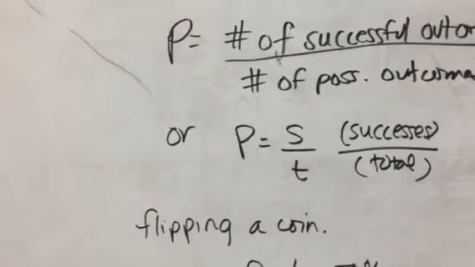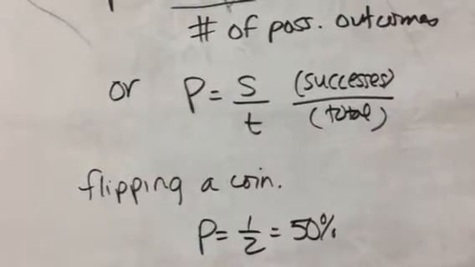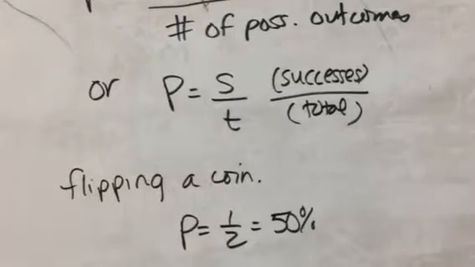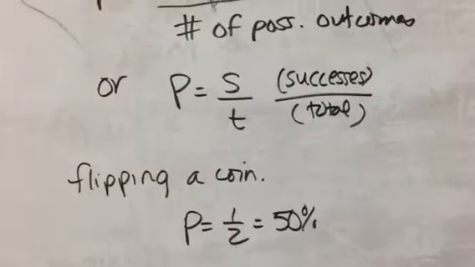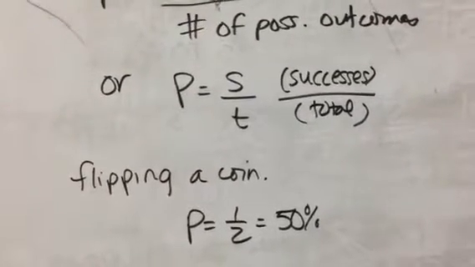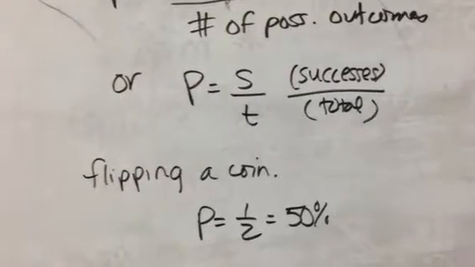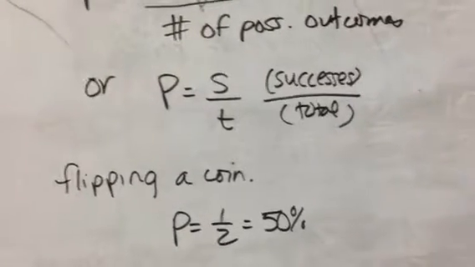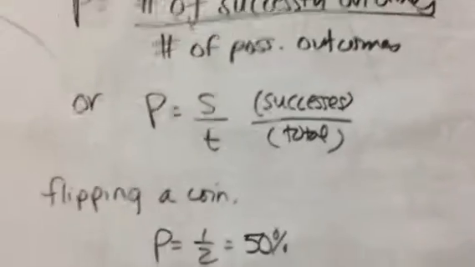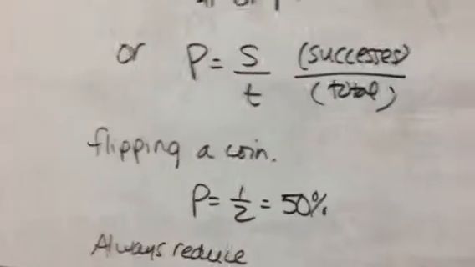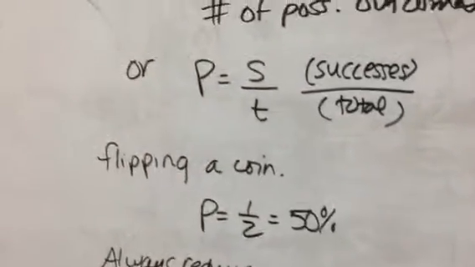So when we flip a coin, let's say heads, the probability of us getting heads is 1, the number of successful outcomes is 1, and the number of possible outcomes is 2, because you could get heads or tails. So you have a 50% chance of getting heads. And make sure when you're doing probability, you always reduce.